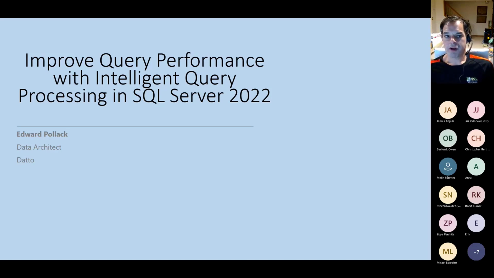So, intelligent query processing is a huge feature. It was introduced in SQL Server 2017. It has a lot of components, a lot of different things that make our queries faster and make our lives easier. So the purpose of this presentation is to really go over what the different components of it are.